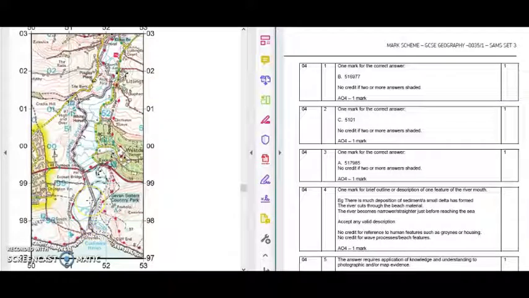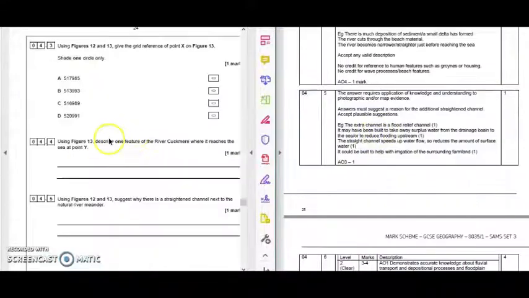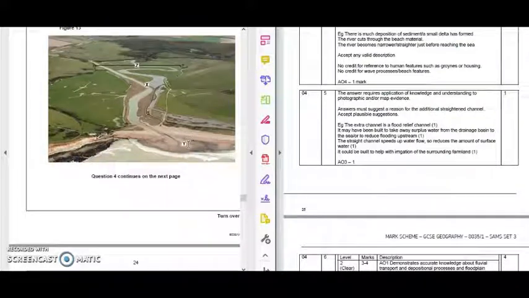9.85. So it'll be around about this point here, because you can see the old course, you can see the new channel there. The answer, 51.7.985. 4.4. Using figure 13, describe one feature of the river Cuckmere where it reaches the sea at point Y. So what can we see at Y?